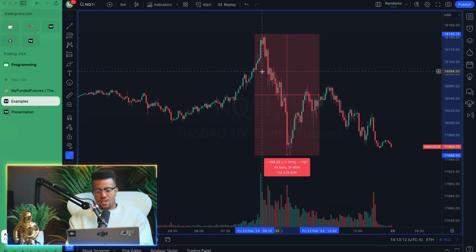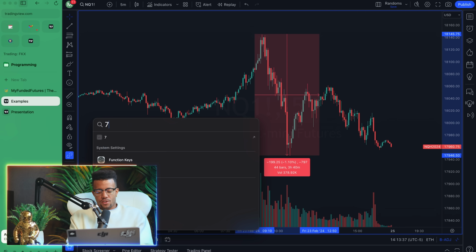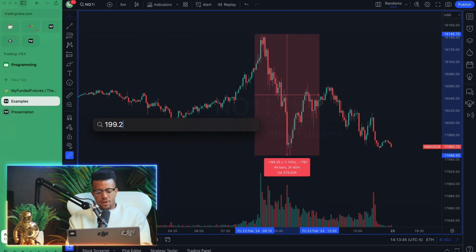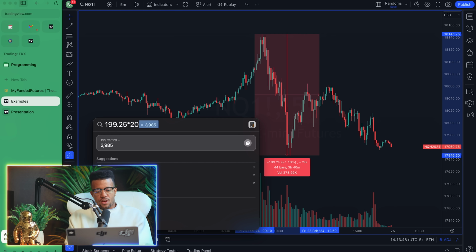Let's go here. We see here that this was a $199.25 move, which was 797 ticks. So it doesn't matter which way you multiply this. You could do 199.25 times 20, so multiply how many points it was times $20 per point, or you could do 797 times 5. You're gonna get the same number. So let's do 797 times 5. We see that's a $3,985 move, or we can do 199.25 times 20. We see that's a $3,985 move. It's the exact same number.